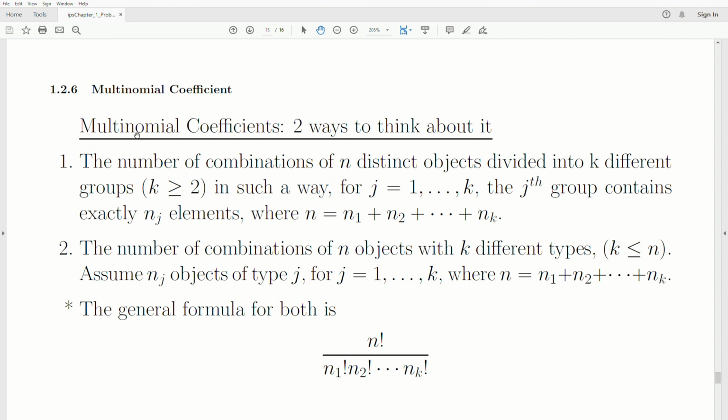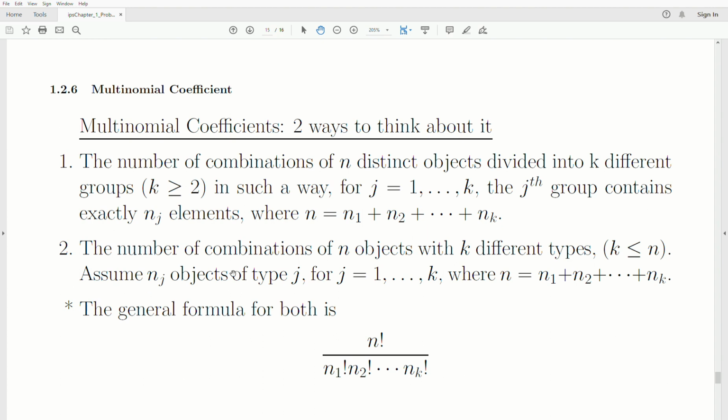And so, really, I think of the multinomial coefficient in two different ways in regards to counting things. So, one, the number of combinations of indistinct objects divided into k different groups in such a way that for j equals 1 to k, the jth group contains exactly nj elements, where n is the sum of the number of elements in each of the different groups. So that's one way to think about it.